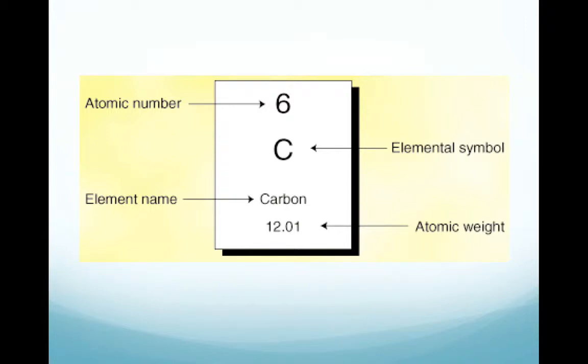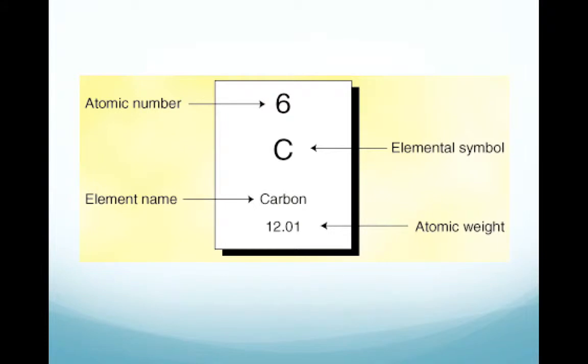Going back to the periodic table for just a moment, you'll notice that each element has several numbers in its box, in addition to its name and its abbreviation. So here's a close-up view of carbon. The symbol for carbon is an uppercase C. The atomic number is 6. That is the total number of protons in each atom of carbon. The atomic weight is 12.01.